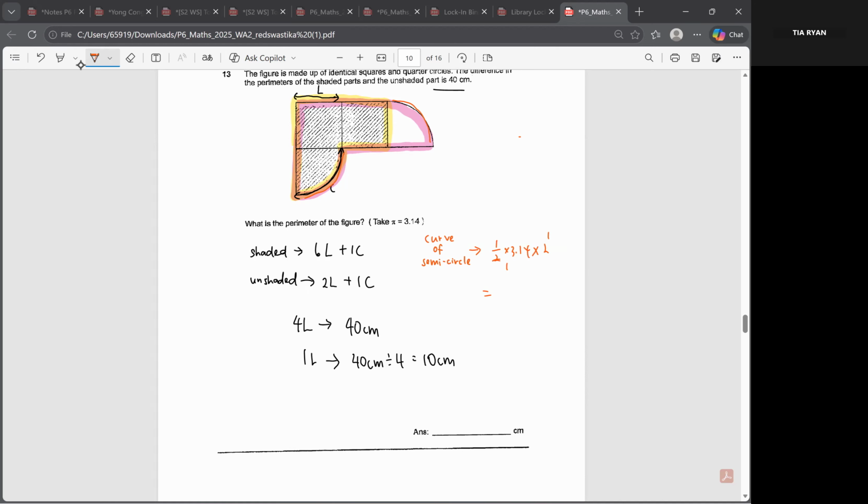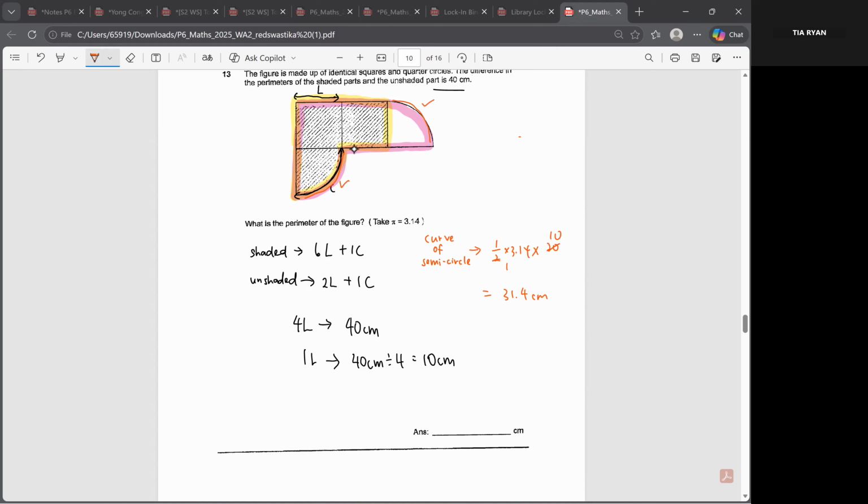Sorry, I don't use units all the way, okay? 10 times 3.14, I get 31.4. Understand or not? That is the curve part. Agree? Yeah. 31.4 cm. Clear? Yeah. So the curve part is settled.